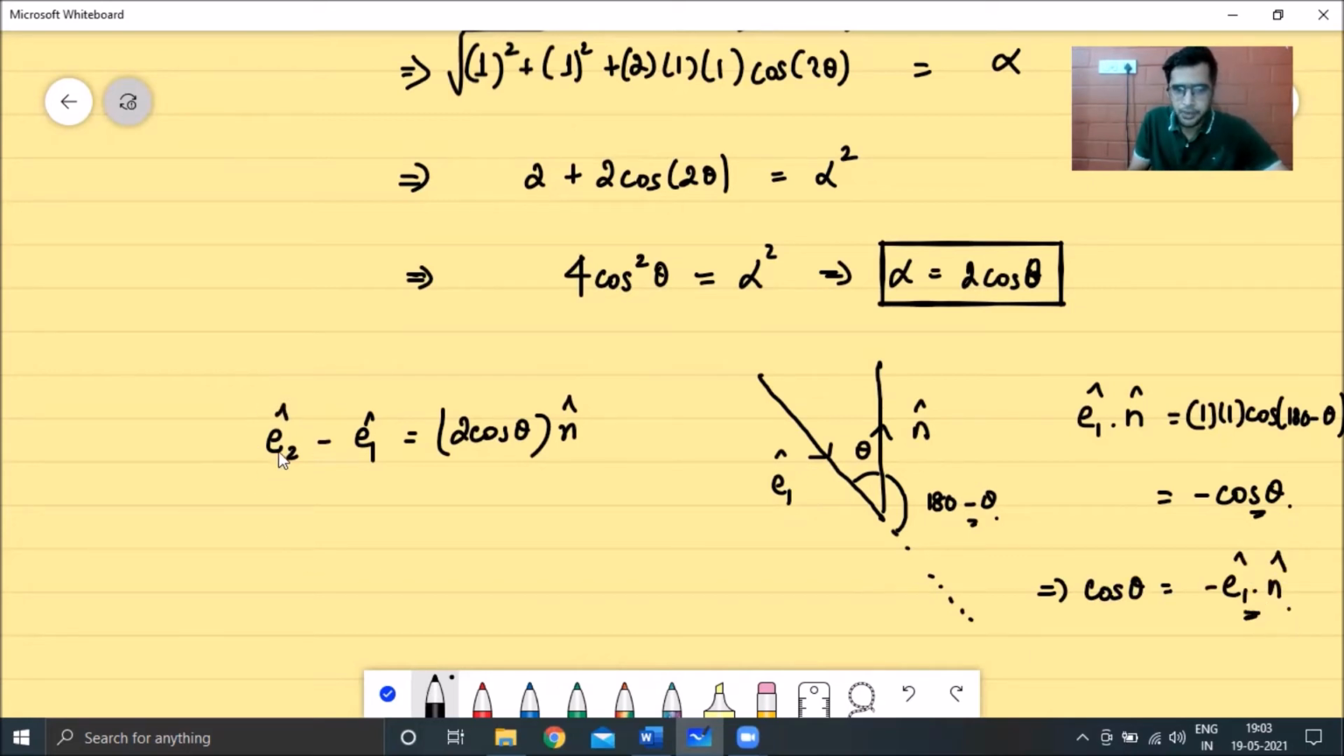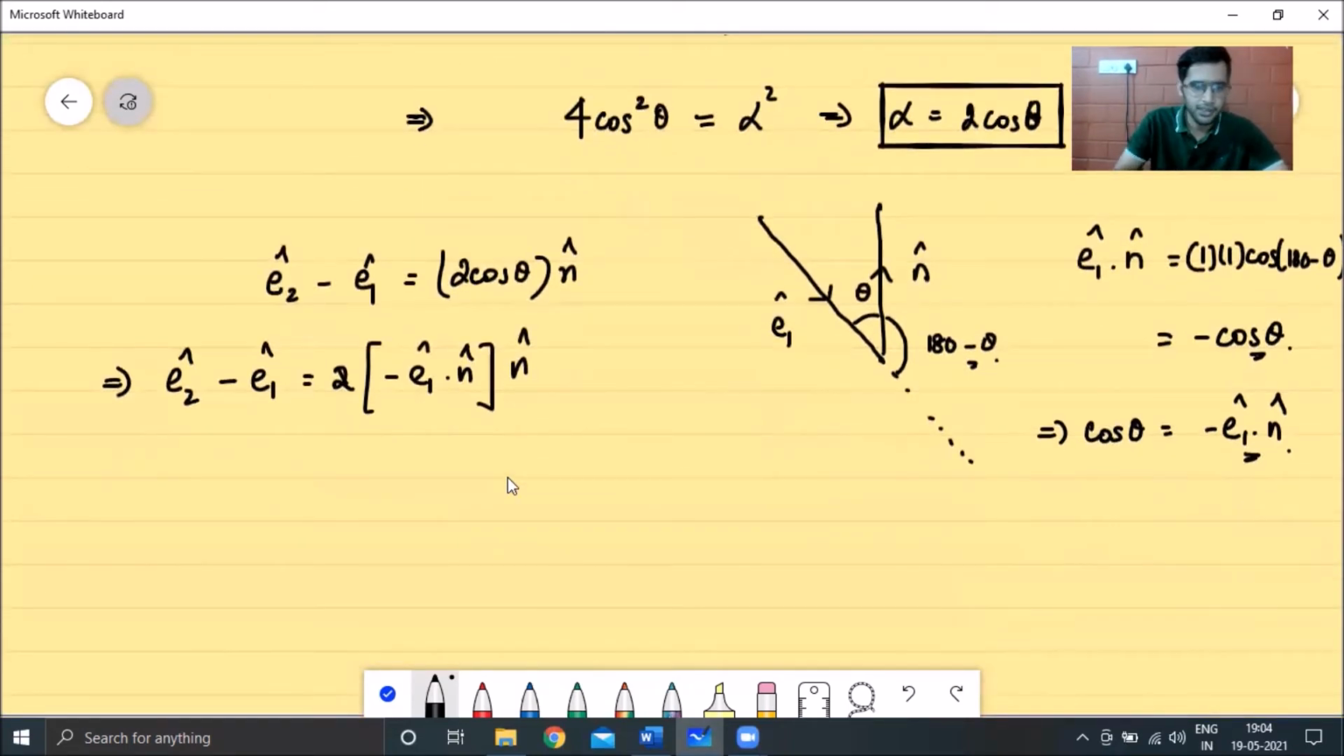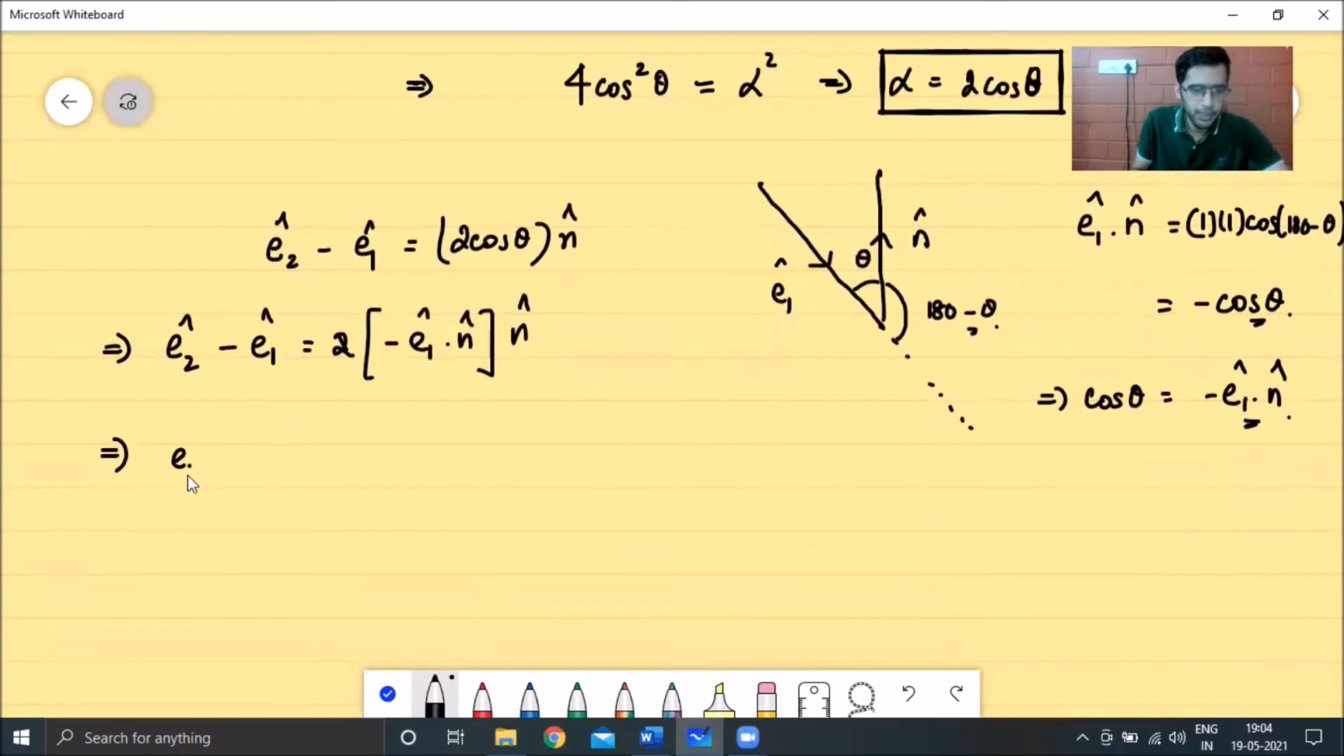So again, we wanted to get a relation only between these three unit vectors. So we are writing the cos of this angle also in terms of these unit vectors. So now I can write this relation as E2 cap minus E1 cap is equal to twice of minus E1 cap dot N cap of N cap, right? And then rewriting this relation, we get E2 cap to be equal to E1 cap minus twice of E1 cap dot N cap of N cap.